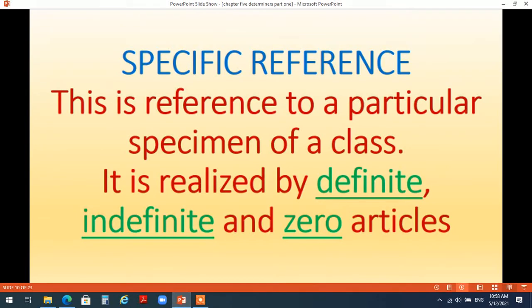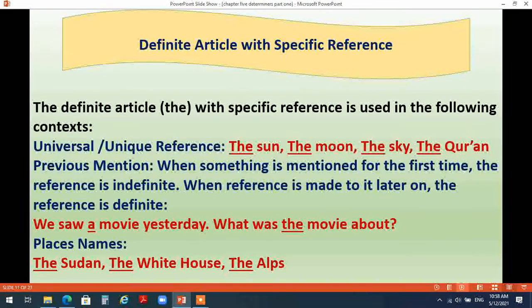Now let's start with a definite article with a specific reference. يعني متى أستخدم أداة التعريف المحددة اللي هي the ويكون الإشارة إلى شيء محدد. The definite article the with the specific reference is used in the following context. إذن هذه هي السياقات اللي أستخدم معها ال definite article the وتكون الإشارة إلى شيء محدد.